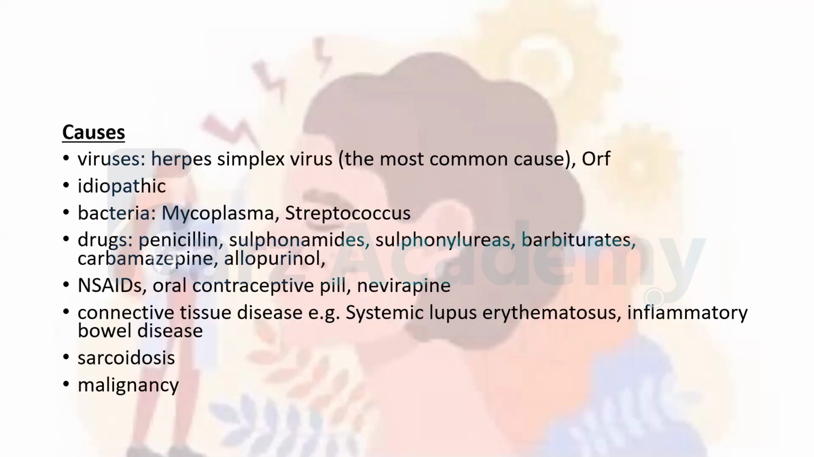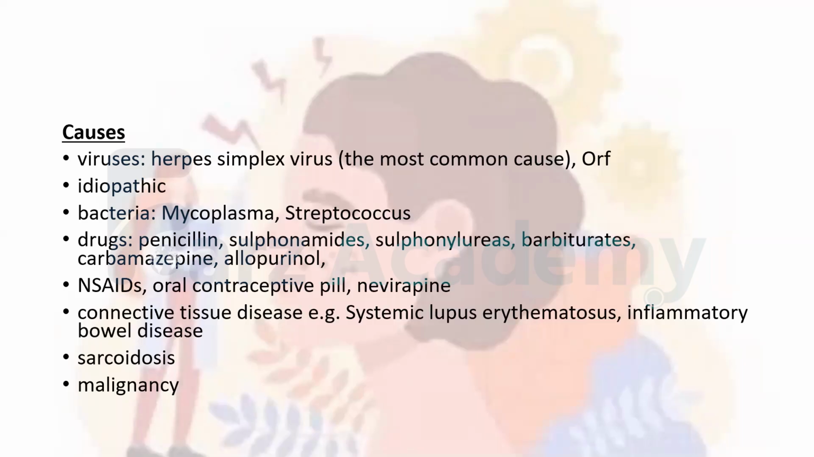And there are various causes to this. So the most common is herpes simplex virus infection and ORF virus as well. It can be idiopathic. And which are the bacteria that can cause erythema multiforme? It is mostly mycoplasma and streptococcus. So that also you will have to remember. HSV, mycoplasma, and streptococcus. So coming on to the drugs that can cause erythema multiforme, most common are penicillins.